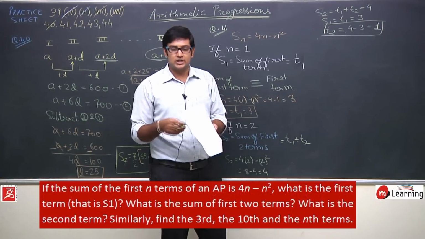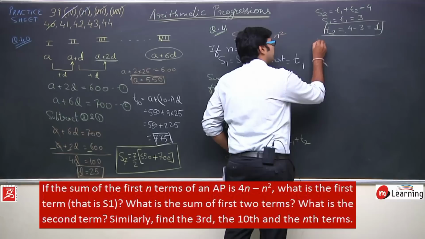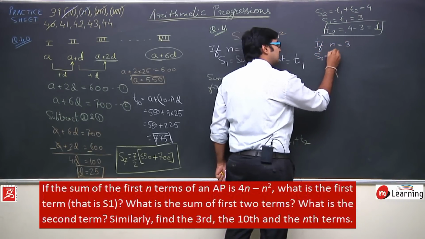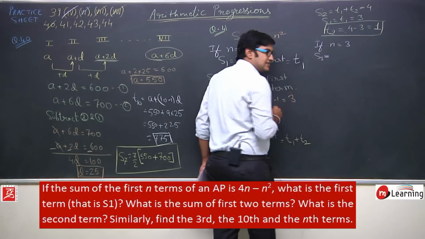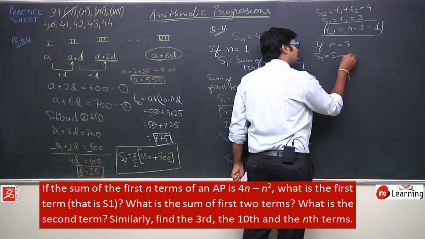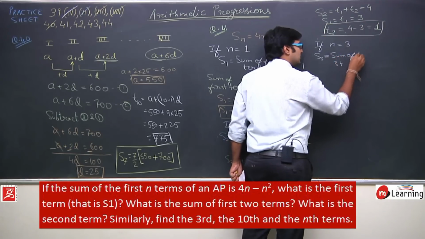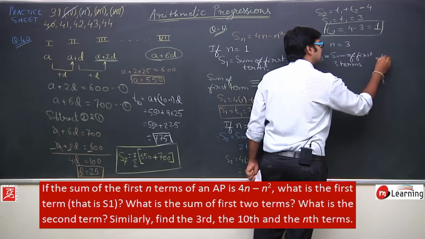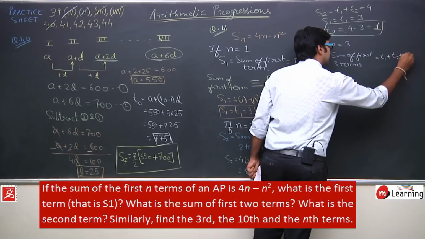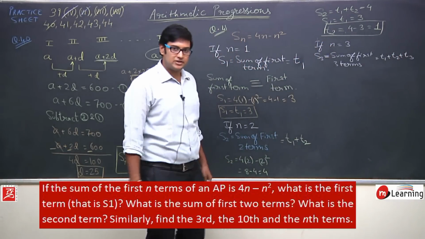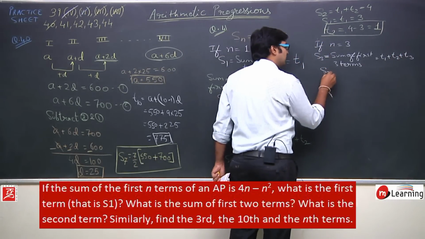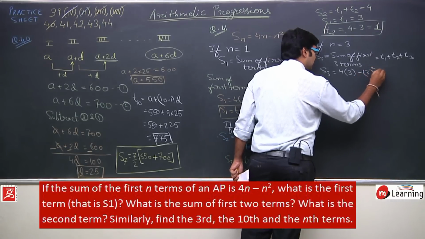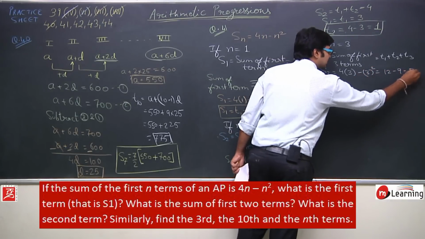Now how to determine the third term? See, if n is equal to 3, then S3 will represent sum of first 3 terms, which is T1 plus T2 plus T3, and S3 will be equal to 4 into n, in place of n I can write 3, minus 3 square. So this will give you 12 minus 9, that is 3.